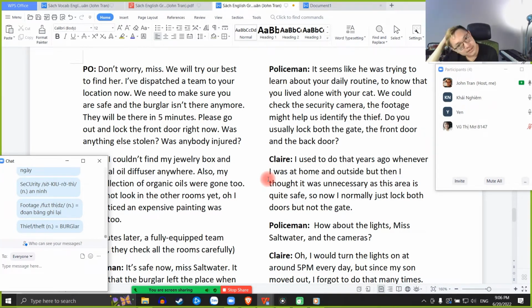So now I normally just lock both doors, but not the gate. Lock both doors. Both. Chứ phải là both. Động chữ bờ với chữ bờ. Bờ với pờ, trời ơi, hai cái âm đó bắt buộc phải luyện. Both doors, but not the gate.